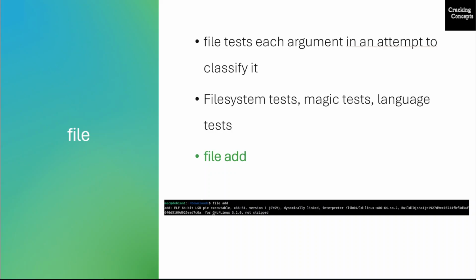The file command will determine the file type. So file tests each argument in an attempt to classify it. There are 3 sets of tests performed in this order: the file system test, magic test and the language test. The first test that succeeds causes the file type to be printed.